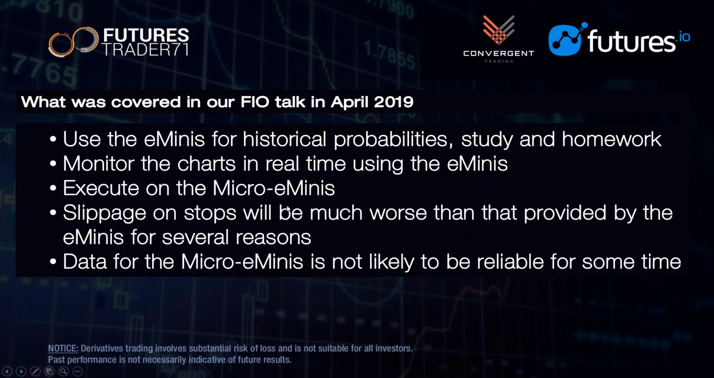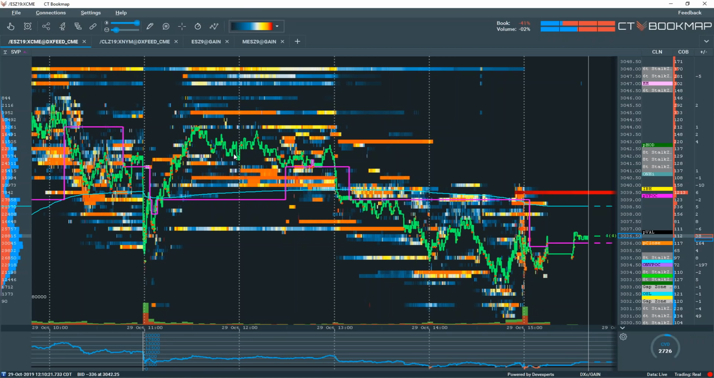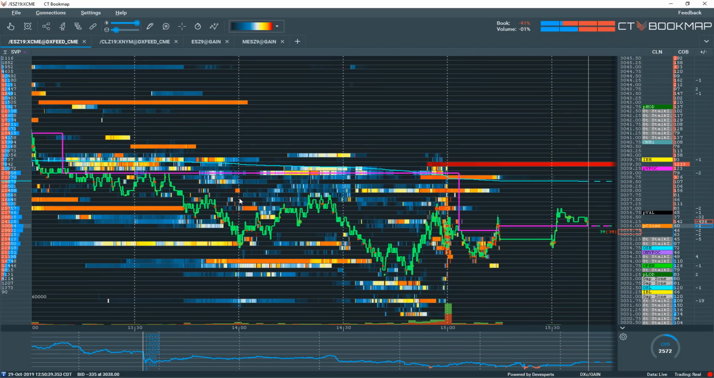What was covered? Yeah, use the E-minis for historical probability. So this is what I would recommend. Keep using the E-minis, the ES, for your studies, for your charts, for everything else, and for order flow, but then execute on the micros. I'll show you here for a second how the order flow has looked.